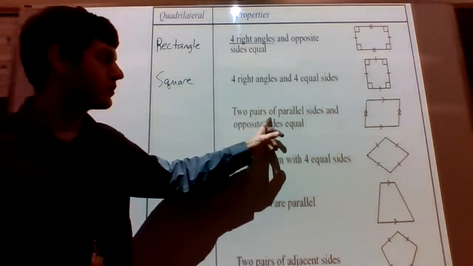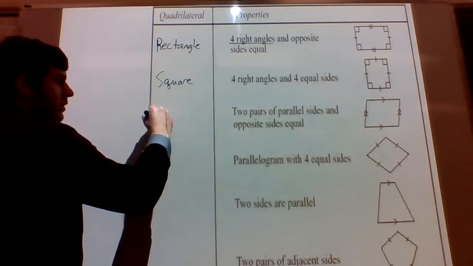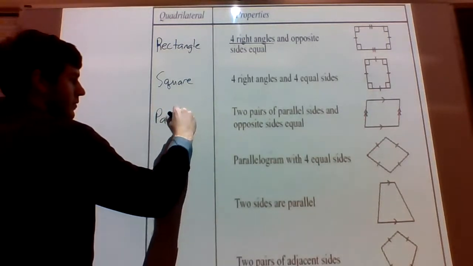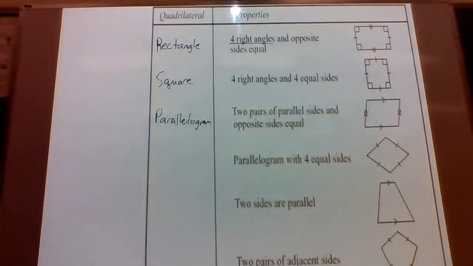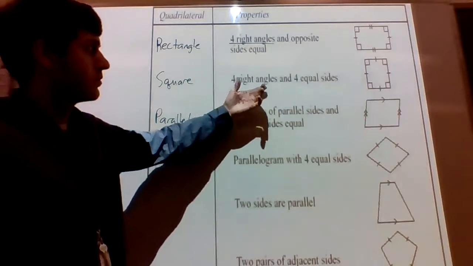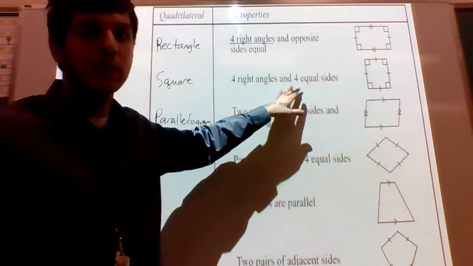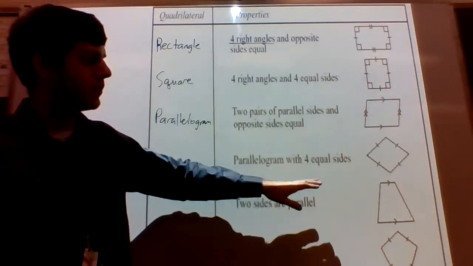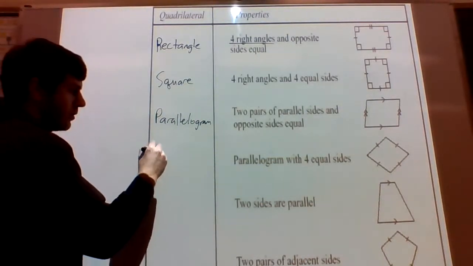Here we have 2 pairs of parallel sides and opposite sides are equal. That's going to be a parallelogram. A parallelogram with 4 equal sides. So again, 4 right angles is a rectangle, 4 equal sides is a rhombus, put them together, it's a square. But if it doesn't have right angles, it only has 4 equal sides, it's going to be a rhombus.